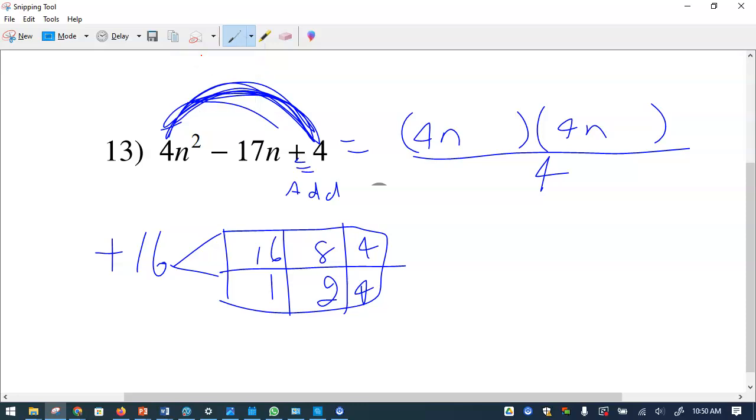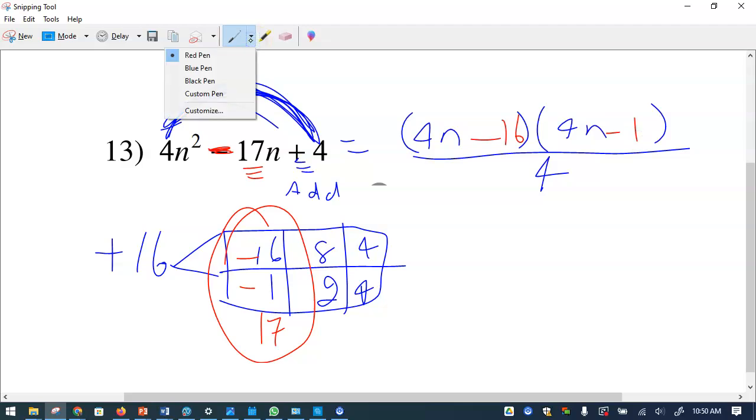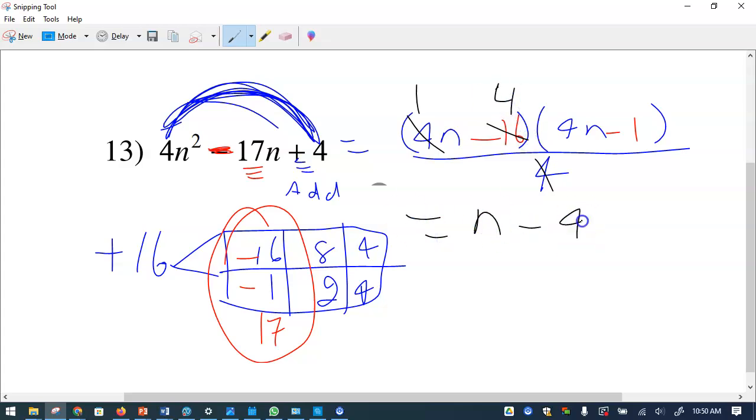And you can see which one gives you 17. This one combines to 17, but because it is minus, you'll have to have both minus. So this answer is minus 16, and this answer is minus 1. And you can clearly see the bottom 4 divides this 4 one time. It divides 16 also 4 times. So what is remaining is the answer, and you're done.